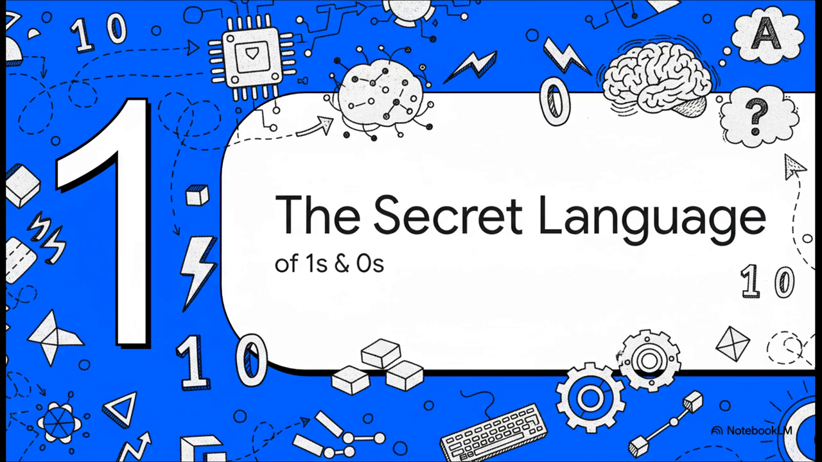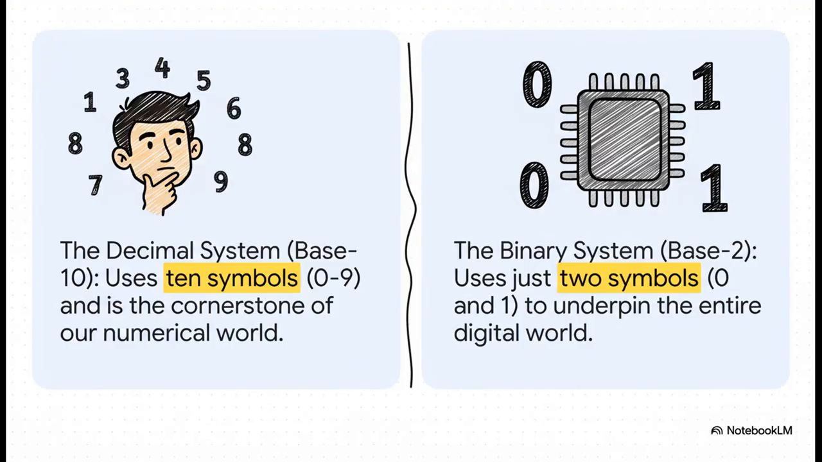And you might be surprised to learn that every single thing a computer does, from playing the most complex video game to sending a simple hello, is all built on a language that only has 2 symbols. For us humans, everything revolves around 10 digits, right? 0 through 9. It's just how we're wired to think. But computers, they operate on something much, much simpler called base 2, or what we call binary. They only use 2 symbols, a 0 and a 1. And believe it or not, that incredible simplicity is what makes them so powerful.